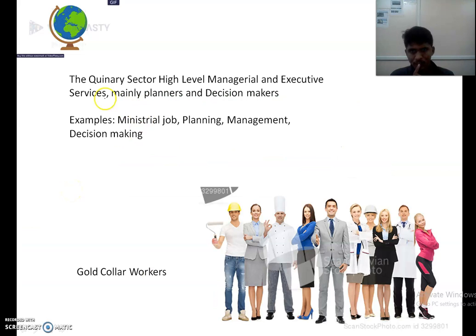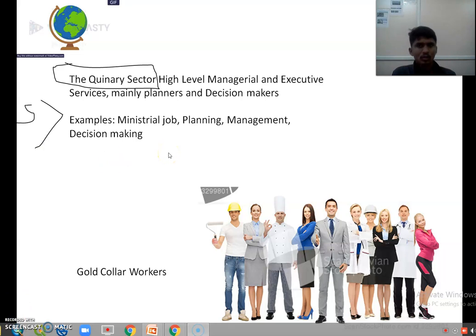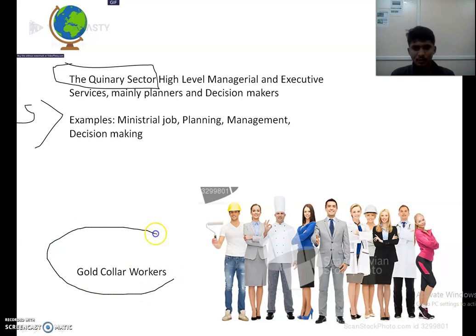Then the last sector is quinary sector, or fifth number sector. So in this sector, these activities are services that focus on the creation as well as rearrangement and interpretation of new and exciting ideas, data interpretation and the evaluation of new technologies. So often they are referred to as a gold collar profession. Here you can see gold collar profession.